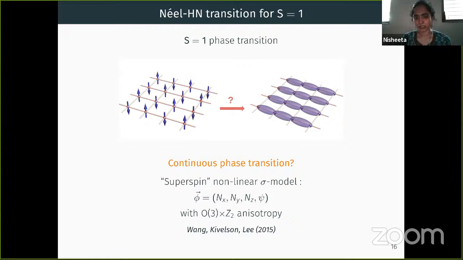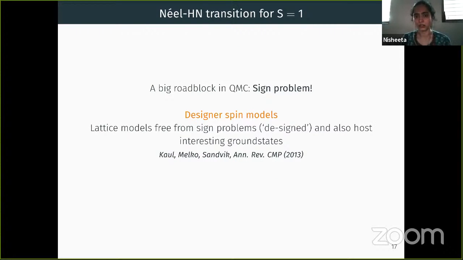And to verify this with quantum Monte Carlo, we need a sign problem-free model. So that is a designer spin model. A designer spin model is a model that has been constructed to not have the sign problem, but it also hosts interesting ground states. So this is where our work comes in. We try to design a model that realizes the Haldane nematic phase.